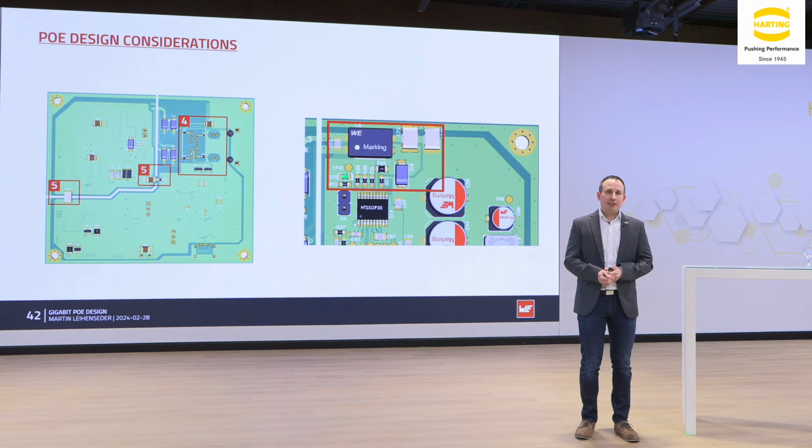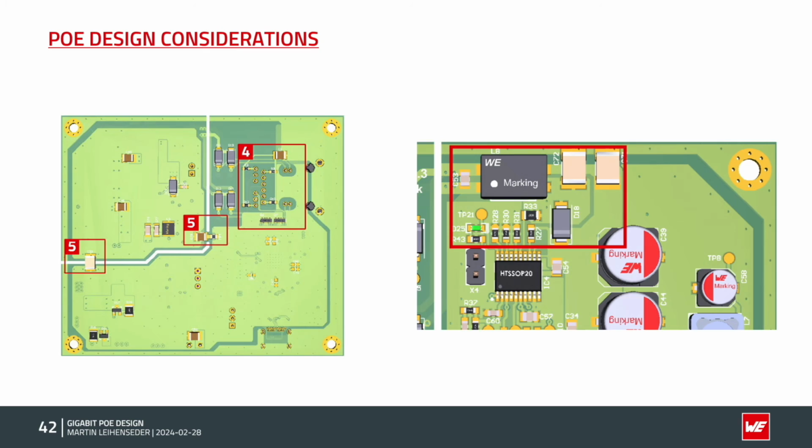And what we can see here on the left side, this is also marked with 4 and 5. This is also a connection that we did. The capacitors bridge the different grounds from the power path and the signal path.